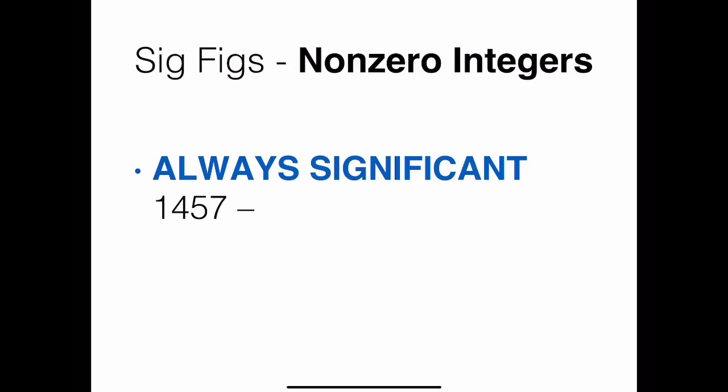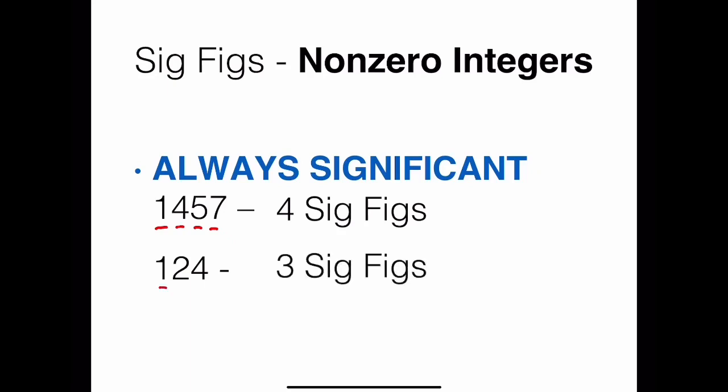For example, the number 1,457 is going to have 4 sig figs because it has 4 numbers that are not zero. The number 124 has 3 sig figs because it has 3 numbers that are not zero. Anytime you have an integer that is not zero, it will be significant. Significant just means it matters in your measurement.